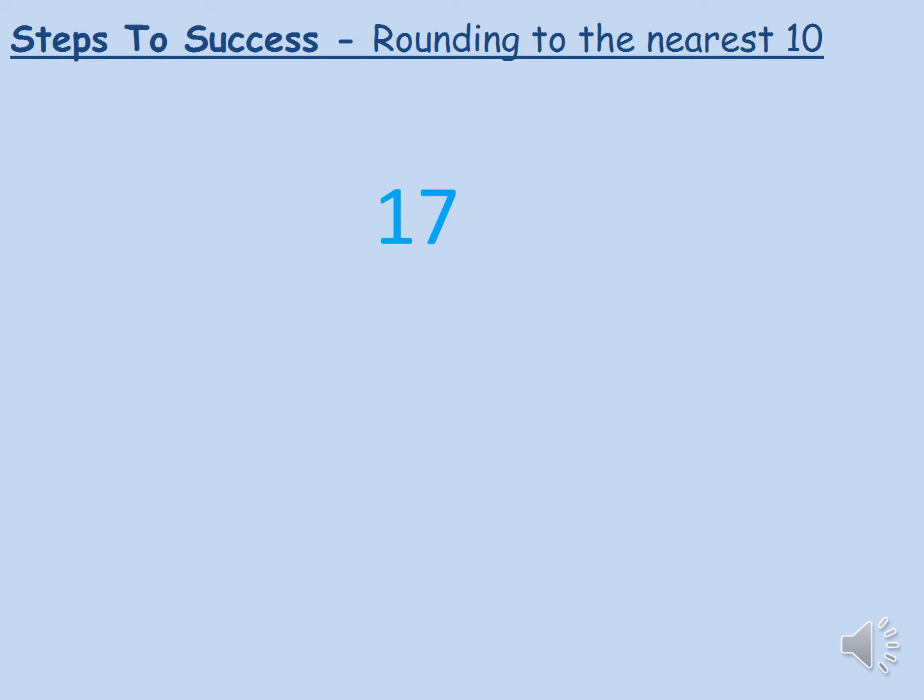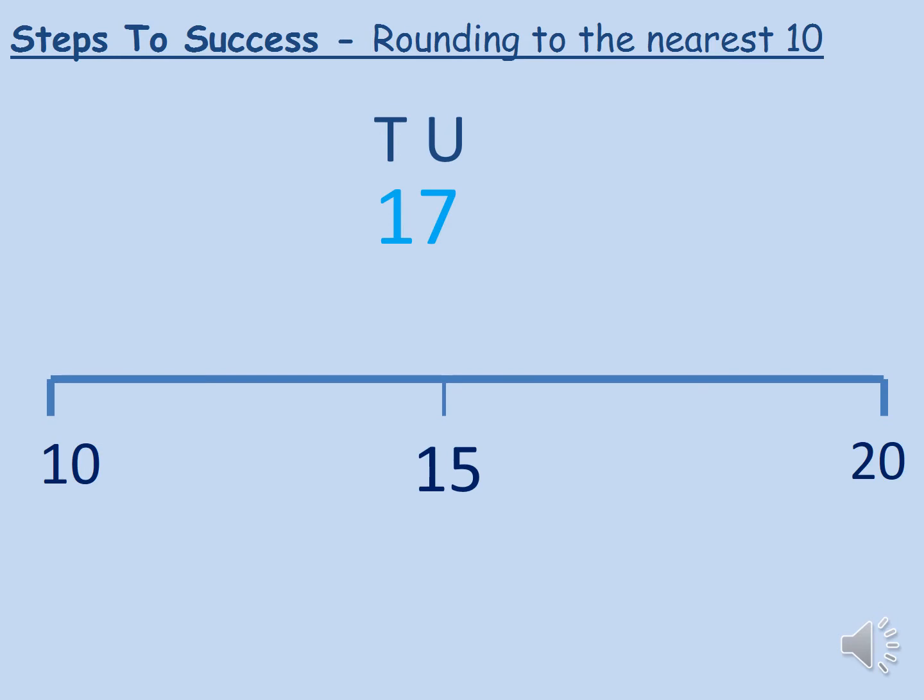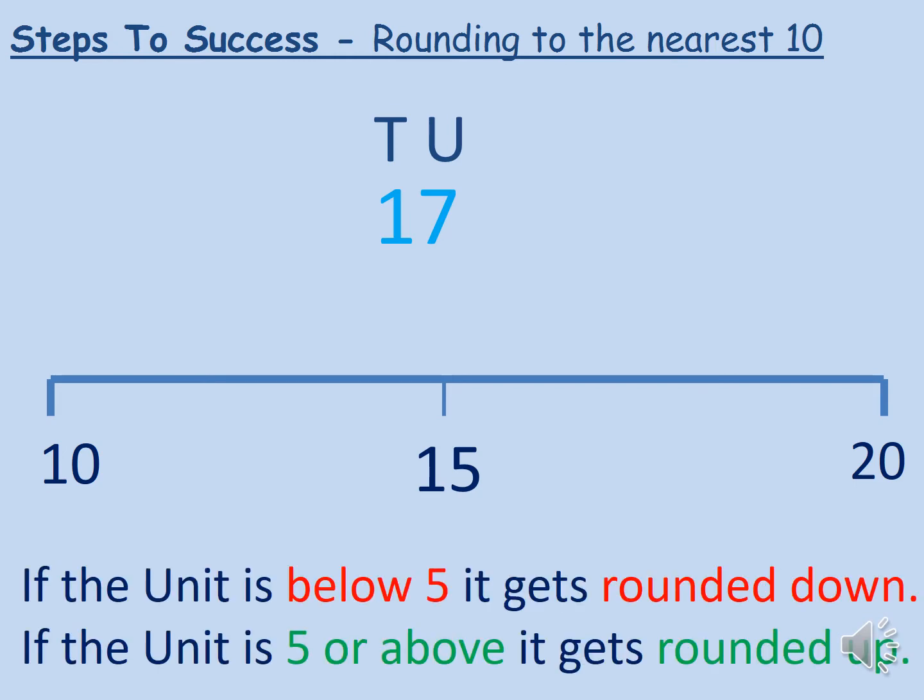Here we have 17. We've got 1 ten, 7 units. If we draw our number line, we know that 17 sits between the two tens of 10 and 20. If the unit is below 5, it gets rounded down. If the unit is 5 or above, it gets rounded up. Now in this case, we've got 7 units, so we are going to round up to 20.